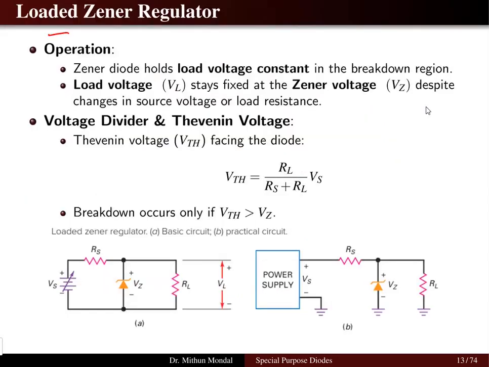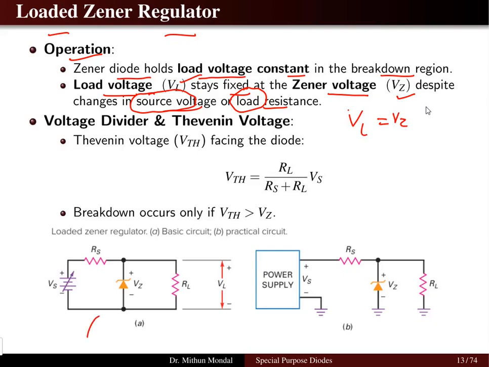Now we put a load on the Zener regulator and see the operation. The Zener diode will hold this load voltage constant in the breakdown region. Load voltage will stay fixed at the Zener voltage because both are in parallel. So VL and VZ will be the same despite any change in the source voltage or the load resistance. Even if the load or the source voltage is fluctuating, the load voltage, which is equal to the Zener voltage because both are in parallel, will be rock solid.